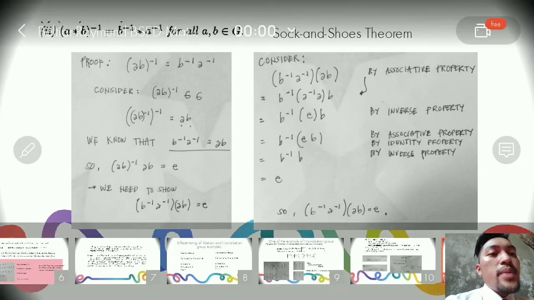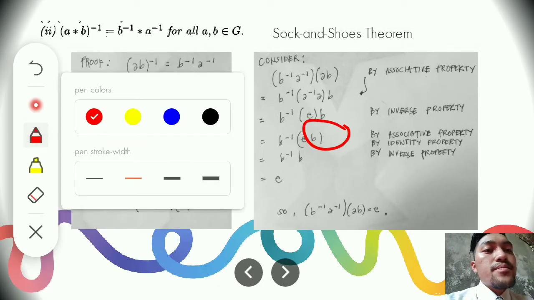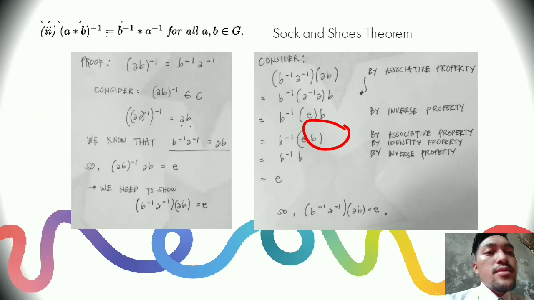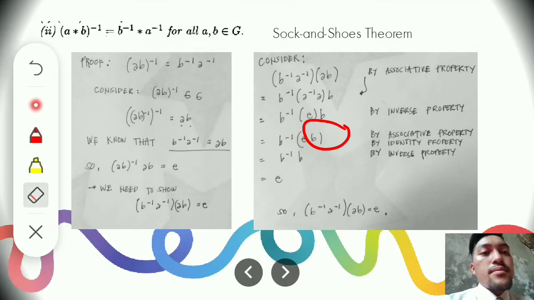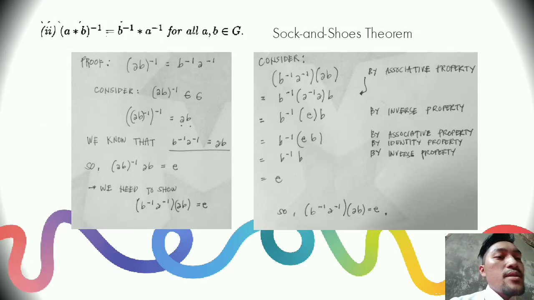And then, by the associative property again, we multiply E B, and we know that when an element operates with its identity, the element doesn't change at all. So we will have B. So B inverse times B, by using the inverse property, we will have E. So B inverse A inverse times AB equals E, which is true for this theorem.